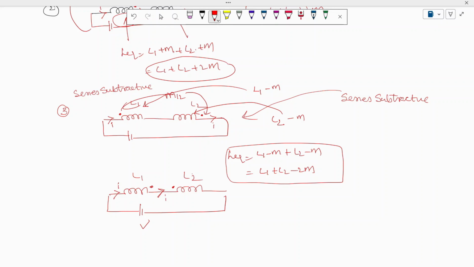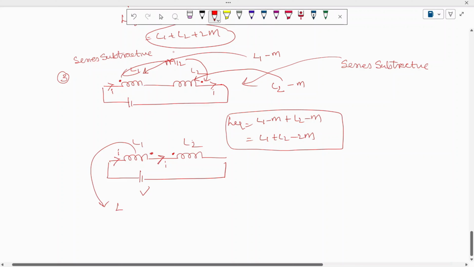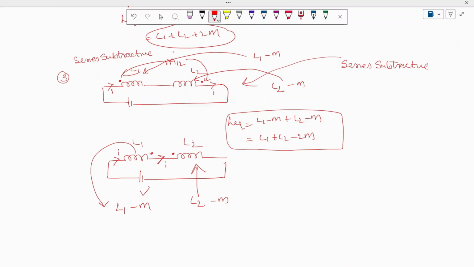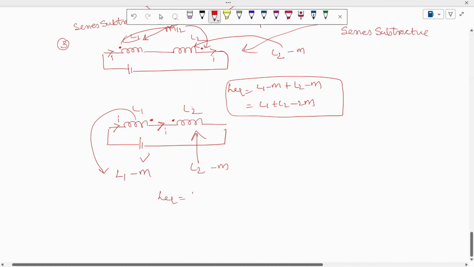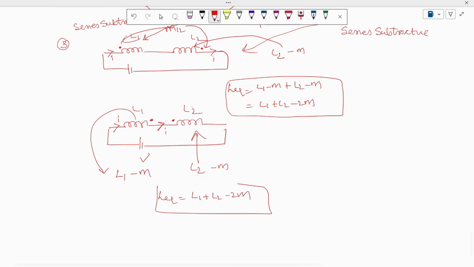So you can see this current is leaving the coil 1 dot, and here it is entering coil 2. So one is leaving, one is entering. Automatically, when you write down the self inductance of each coil, one is self, L1, and mutual, one is at leaving, one is at entering, this is minus M. When you write down for coil 2, one is at entering, one is at leaving. I can write this as minus M, but the self-inductance is L2. If you write down the overall inductance, L equivalent is L1 plus L2 minus 2M. Just add both the values.